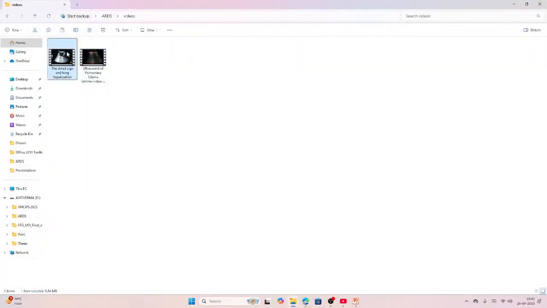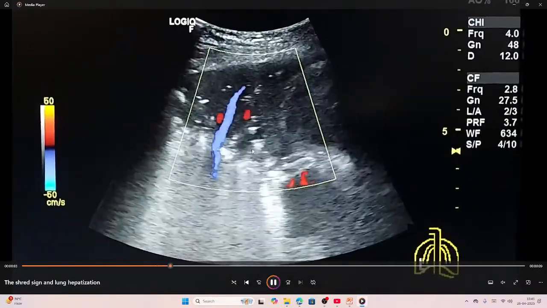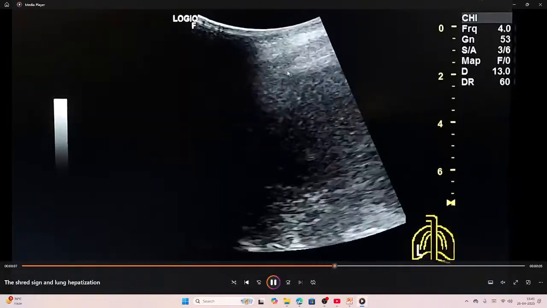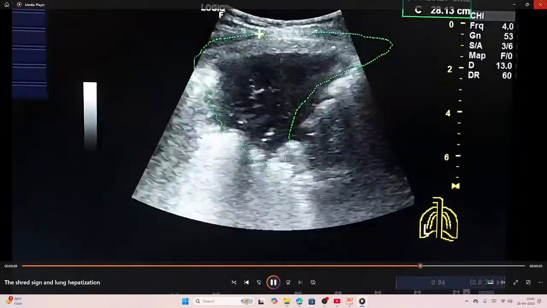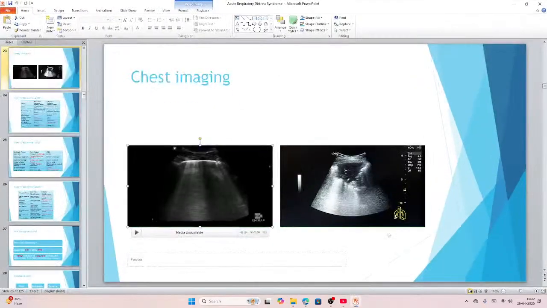Or shred sign also. You can see there is proper shredding of the pleura here, with some amount of hepatization. There is some pleural effusion also associated with it. So such ultrasonographic signs can be found on your ultrasound examination.